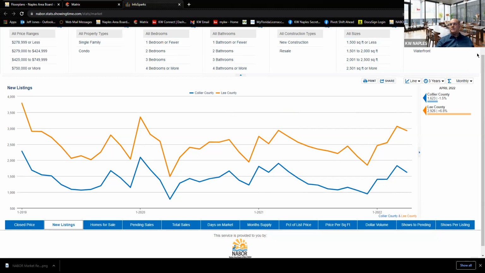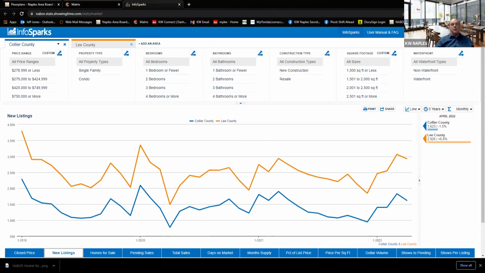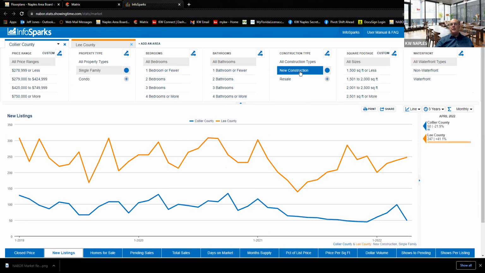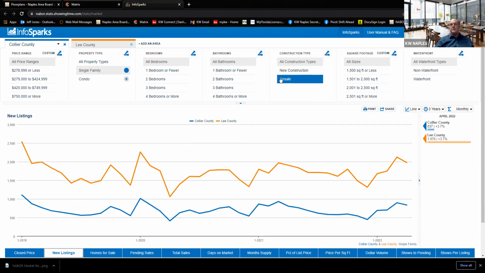You can break these things down to much more finite levels. You can look at just single family homes. You can look at just new construction. Obviously the numbers aren't that big because we don't have that much data in the MLS. But if you wanted to look at a range of home sizes for a CMA, there it is right there. All right, so that's just trying to whet your appetite a little bit.